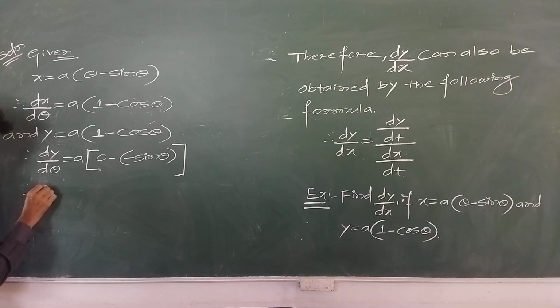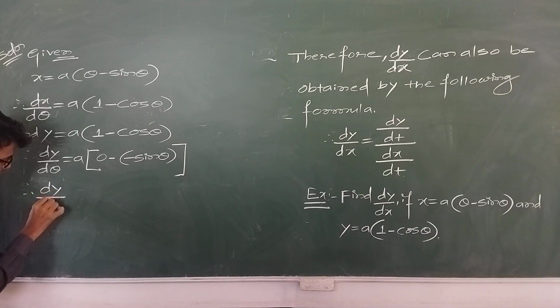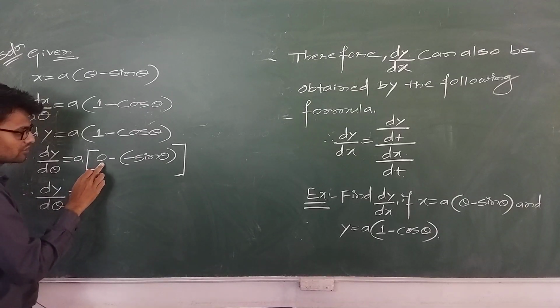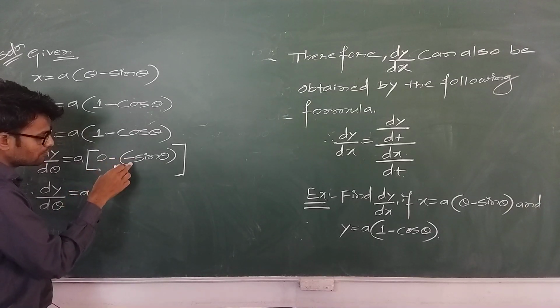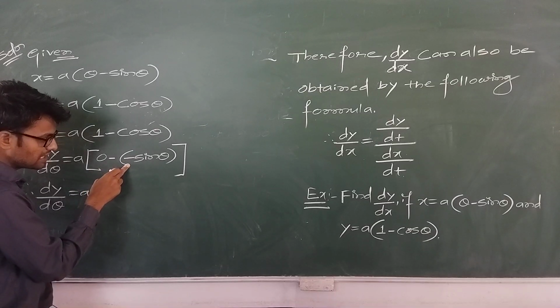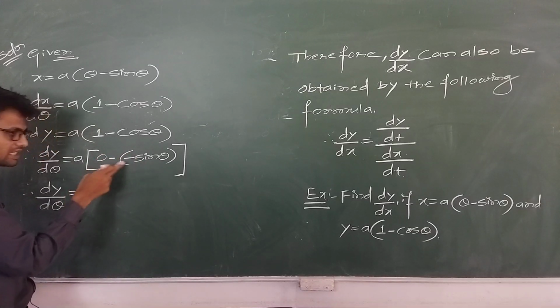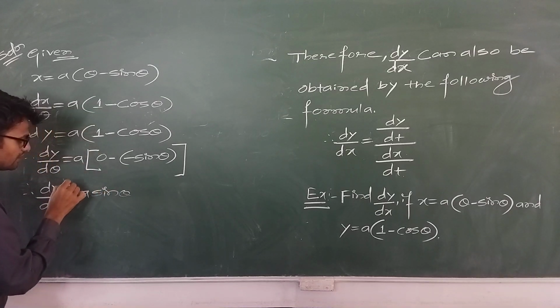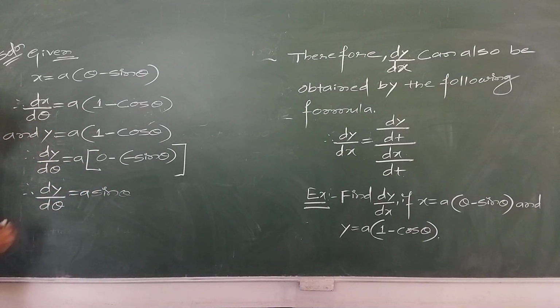So, therefore, I will write dy by d theta is equal to a as it is. Next, see, 0 minus inside bracket minus sin theta. We are having minus into minus, which is plus. Plus sin theta plus 0, it is sin theta, and sin theta into a is a sin theta. This is the value of dy by d theta.